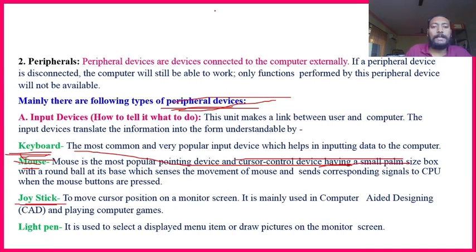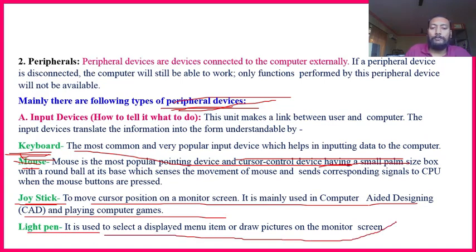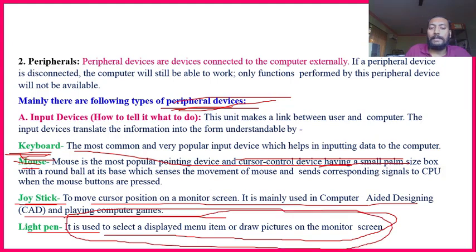I am moving my cursor like this. The cursor position on the screen is related to the joystick. And the light pen: I can use my pen this way to put light. Different types of light I can use, so for highlighting purposes I can use laser light, to highlight on my PPT or PDF, anything. So that's called the light pen. All this comes under input devices.